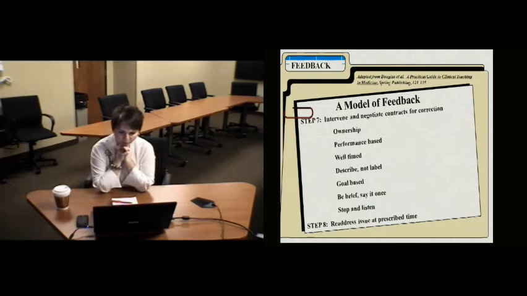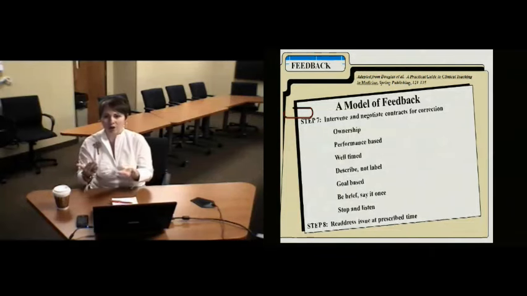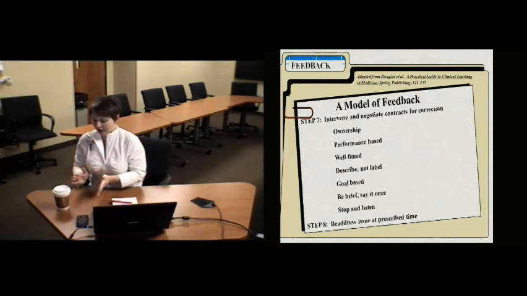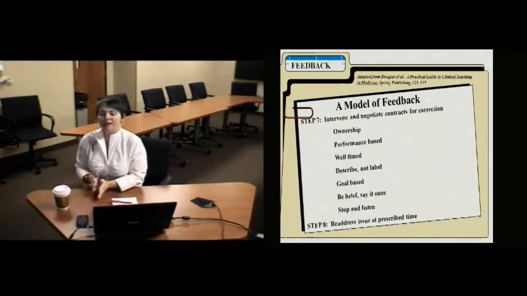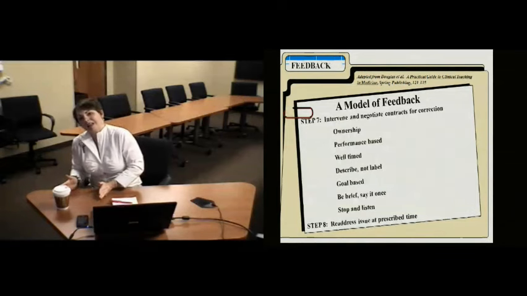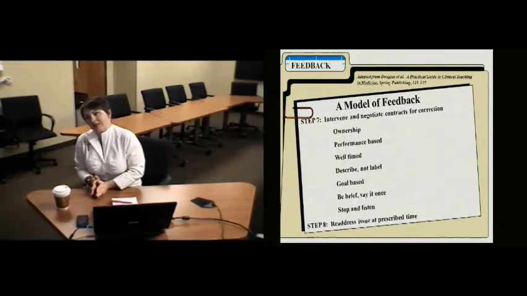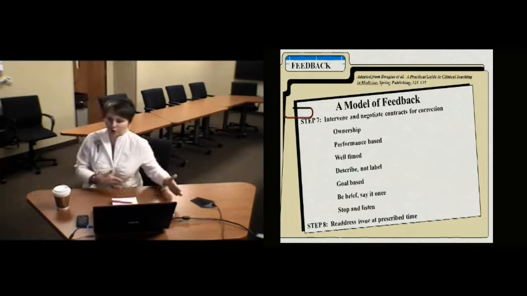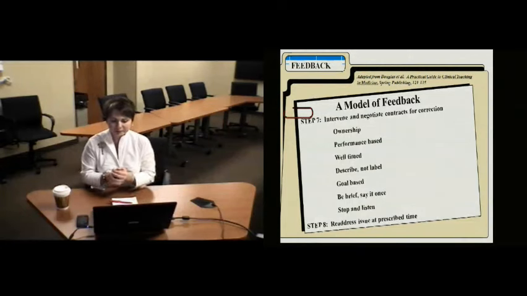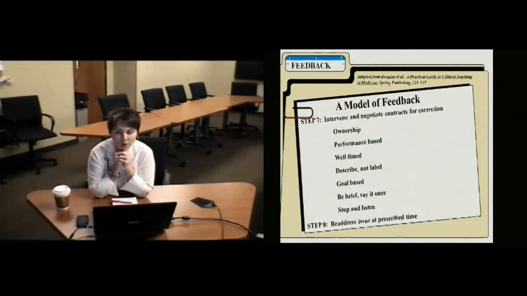So timing is important. I've already said this: describe and not label. Here's what I saw. It should never be worded, "this is bad," or "what you did was bad." It's, "here's what I saw you do, and this is not the competency that we would expect. This is how you should do it in order to achieve the competency." And brevity and goal-based cannot be understated.